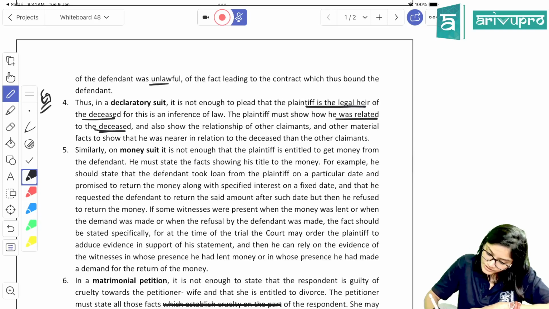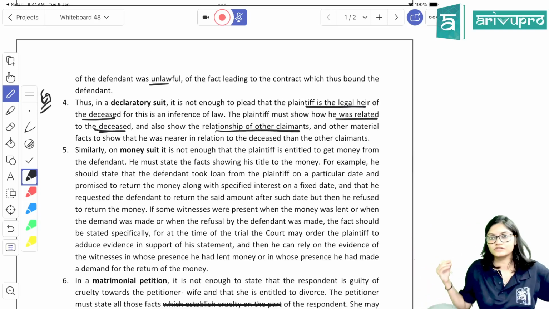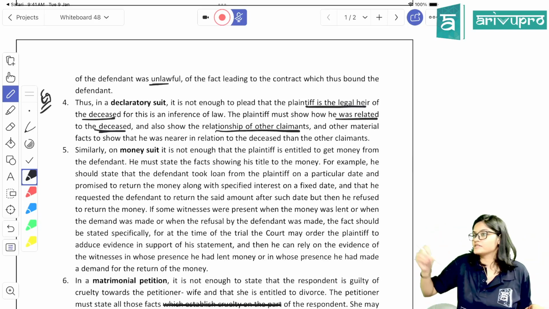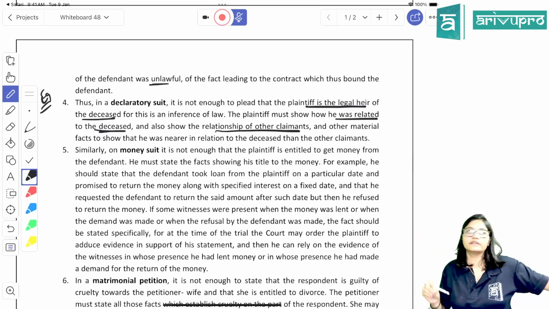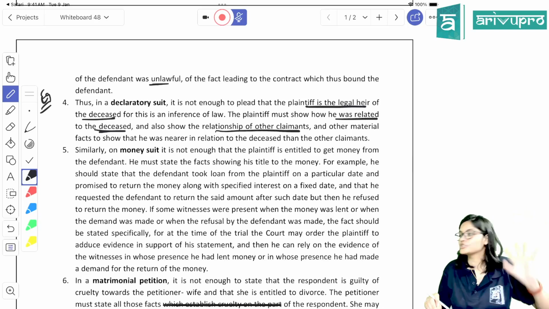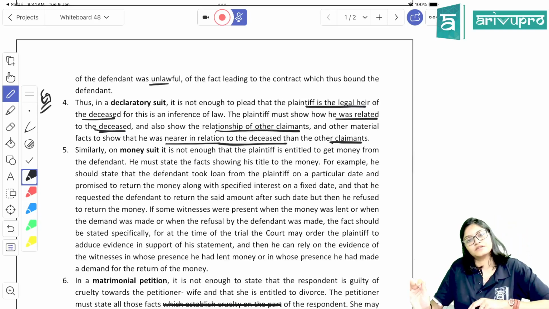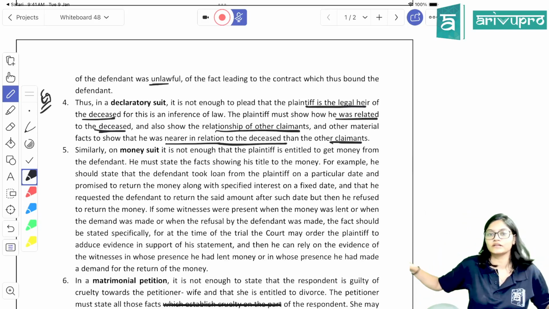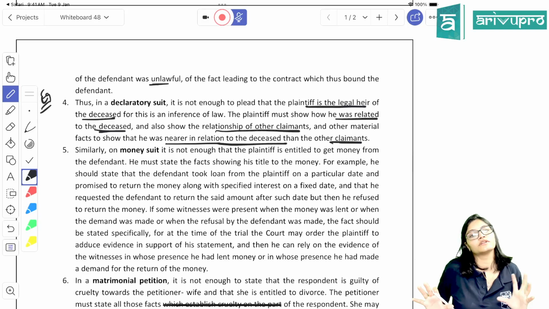And also to show the relationship of other claimants. Let us say Ankit's sister is also claiming, Ankit's daughter is also claiming, everybody. So show the relationship, right? Ankit will show that Ankit has these three brothers' names. He will mention how they are related. XYZ, he is not related, so just show the relationship of other claimants, right? And other material facts to show that he was nearer in relation to the deceased than other claimants. You just have to show this fact, how you are closer to the father as compared to others, and how the property should come to you. You just have to give the facts.